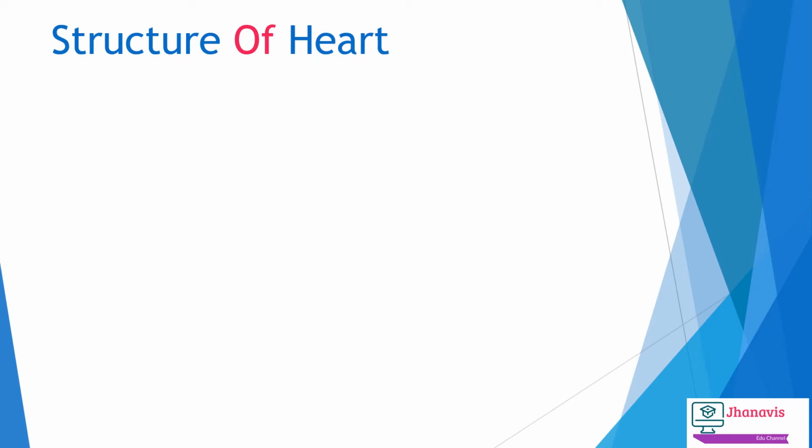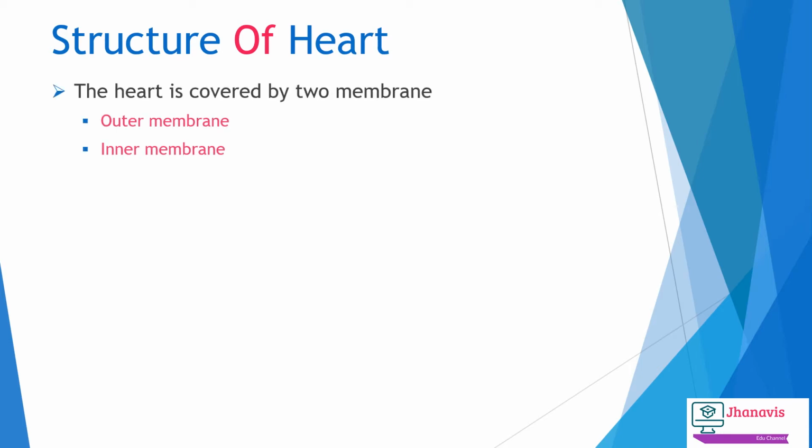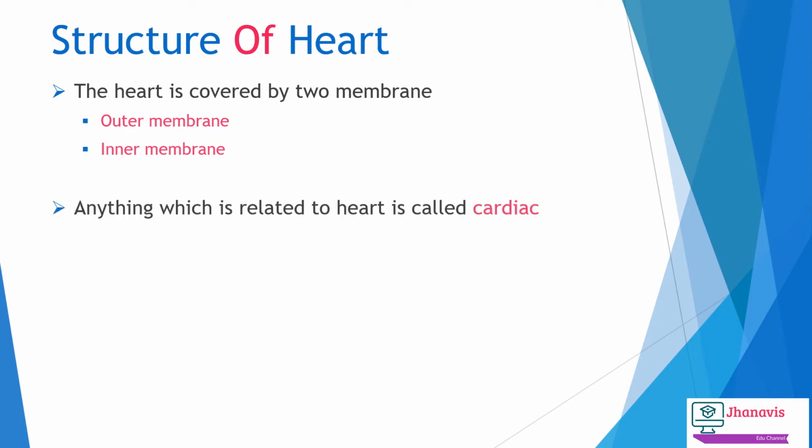The heart is surrounded by two membranes, which we call the outer membrane and the inner membrane. Remember, when we are talking about the heart, it is always connected with one name, which we call cardiac. So when we talk about anything cardiac, it means that we are talking about the heart.